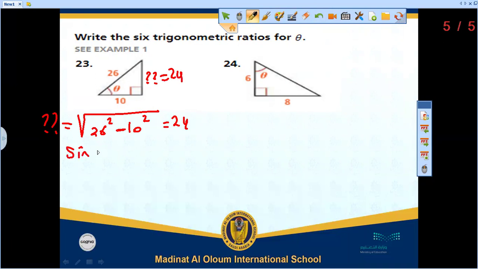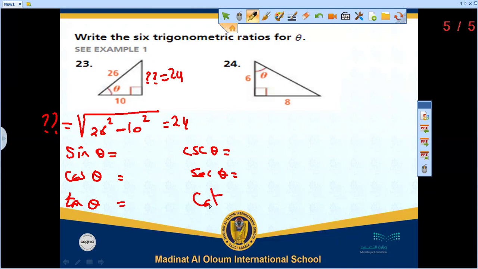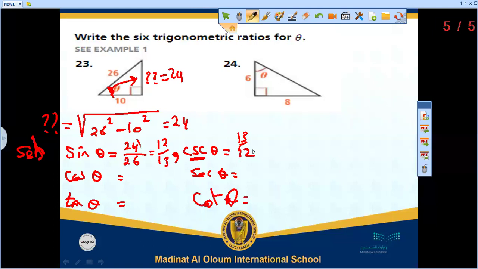I can get sine theta, and its reciprocal, cosec theta. I can get cosine theta, and its reciprocal, sec theta. I can get tan theta, and its reciprocal, cotan theta. First one, sine theta. Opposite over hypotenuse. Opposite is 24, over hypotenuse, which is 26. It makes 12 over 13, divided by 2. This is my sine. Cosecant is the flip, 13 over 12. Look how easy, guys.